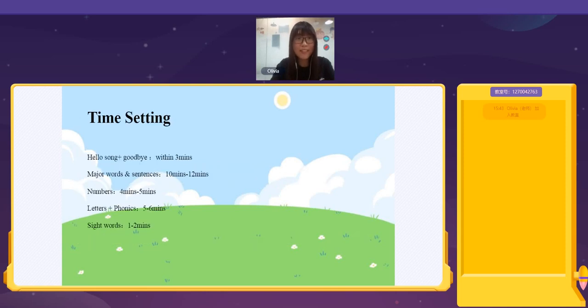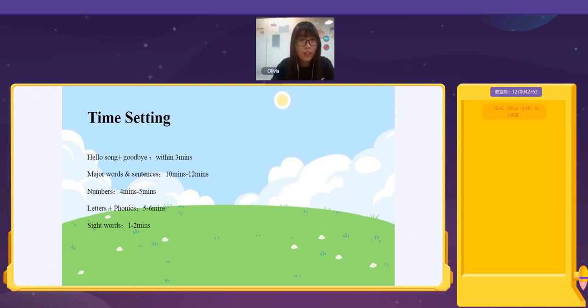And the next one is time setting. It's really helpful for teachers to watch it for reference, because, just as we talked about, it's really important for teachers to finish all the pages on time. So we offer the time setting for teachers for reference.